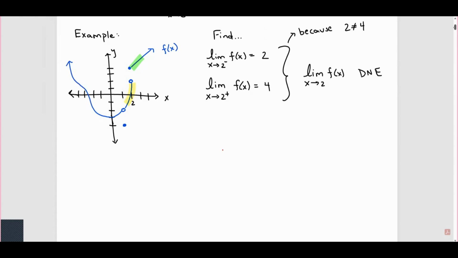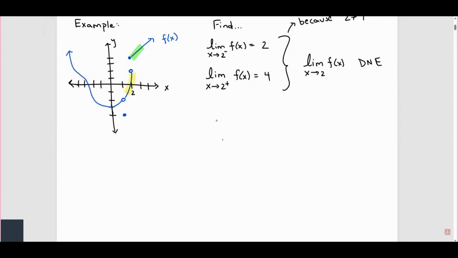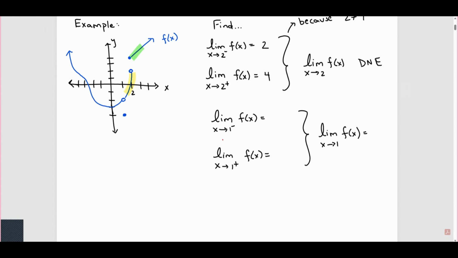Okay, let's try some more using the same graph. Let's find the limit as x approaches 1 from the left, the limit as x approaches 1 from the right, and we're going to use this information to tell us about the limit itself when x approaches 1. So when is x at 1? That would be right here. And so let's approach from the left side.